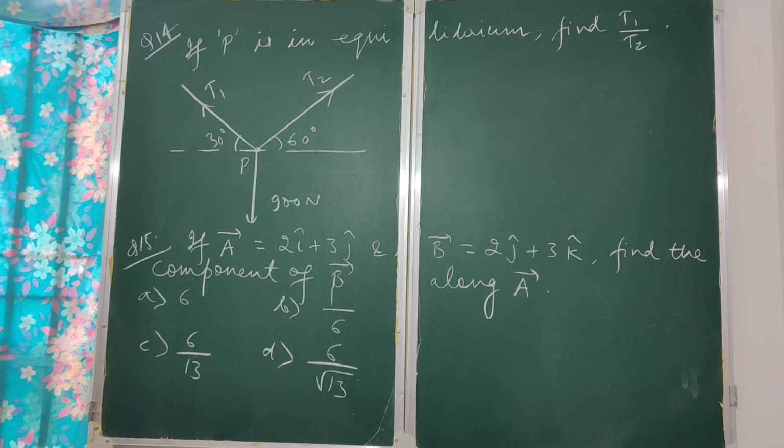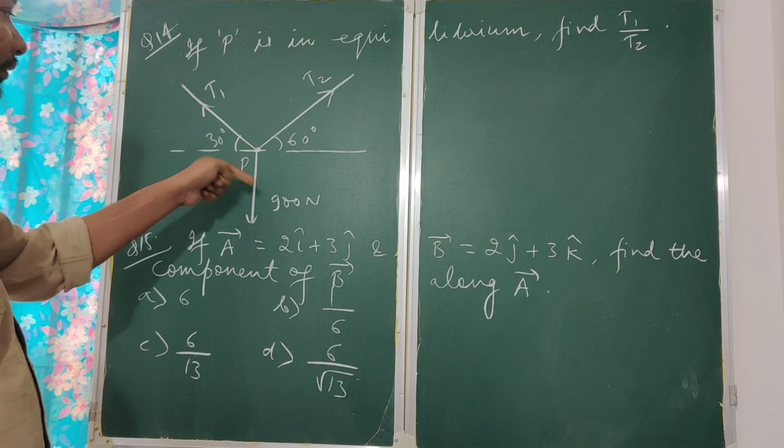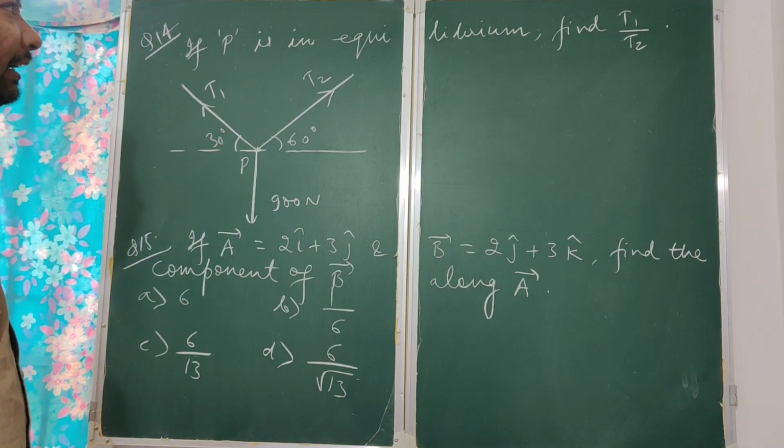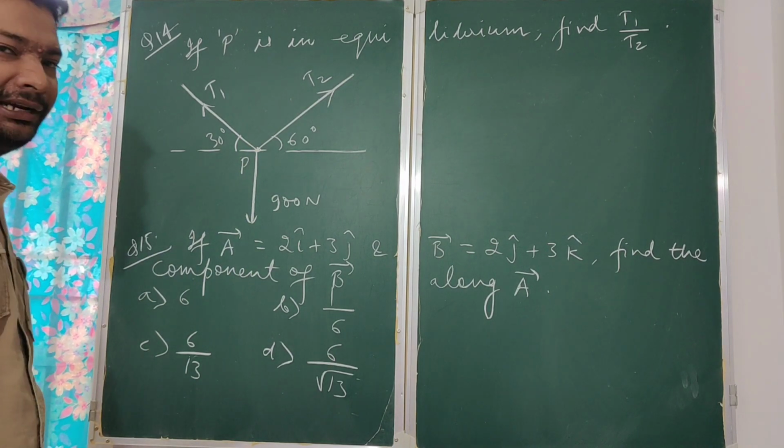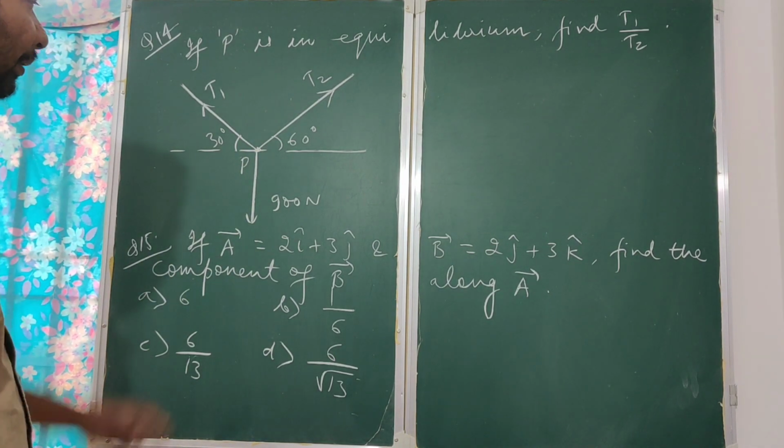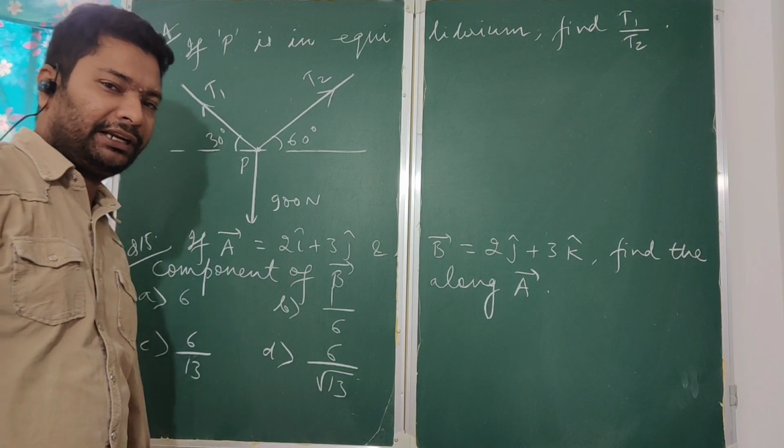Again this is based on equilibrium. So there are three forces which are acting here, and it is given that point P is in equilibrium. Then you have to find T1 by T2. Some of the people try to make use of Lami's theorem here and solve it.